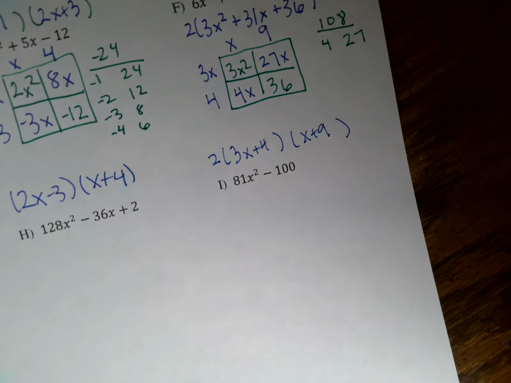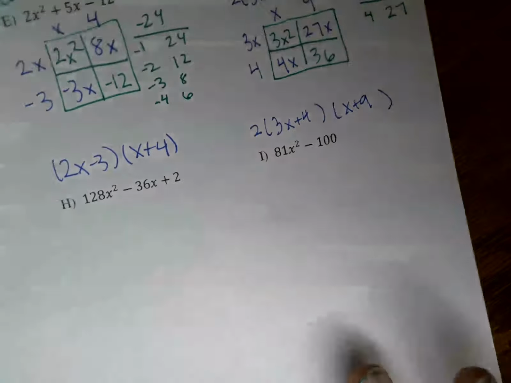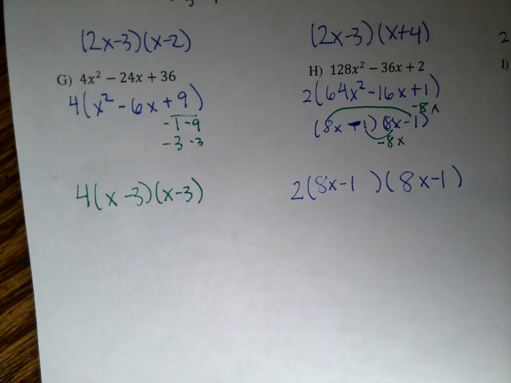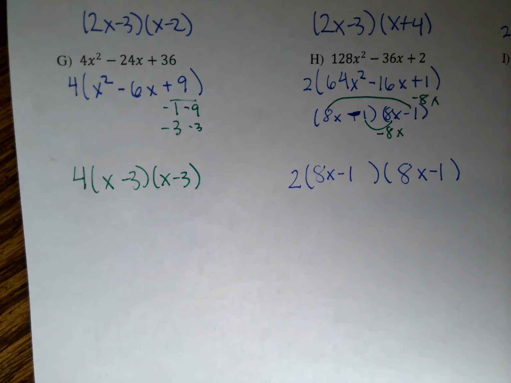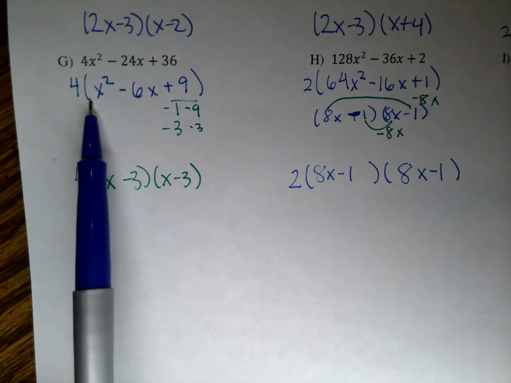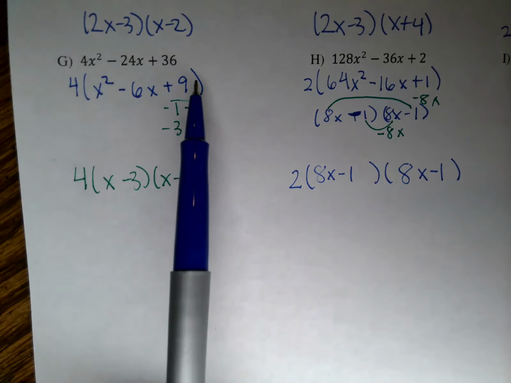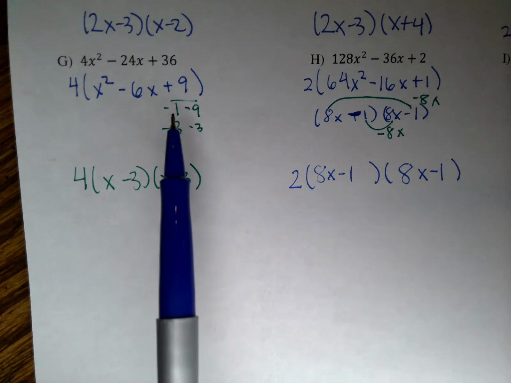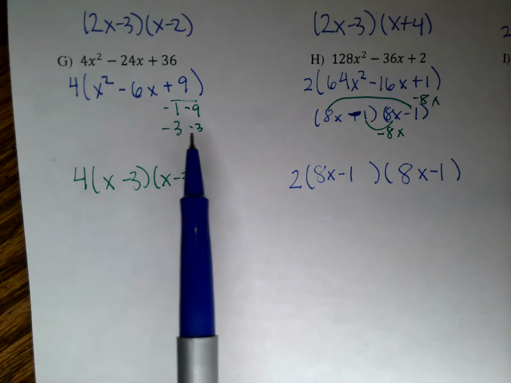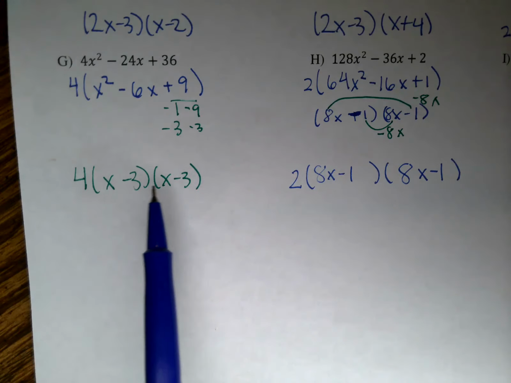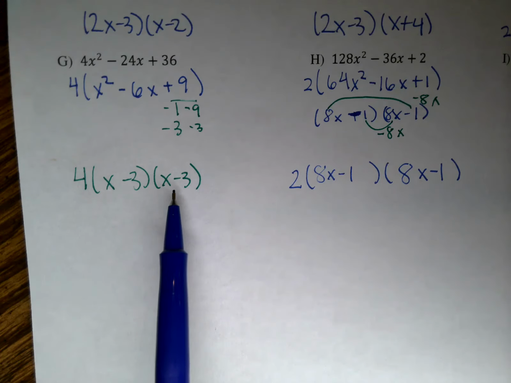I want you to try to do G and H right now by yourself. So for G, you can take out a 4 first. Once I took out that 4, that made this term right here 1, so it makes it a little bit easier. Now I'm just looking at my factors of my C value. Multiply to get positive 9, add to get negative 6 would be negative 3 and negative 3. That 4 is still there, but now the other two would be x minus 3 and x minus 3.